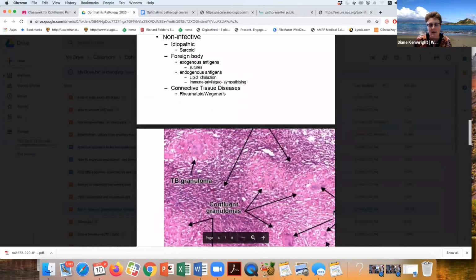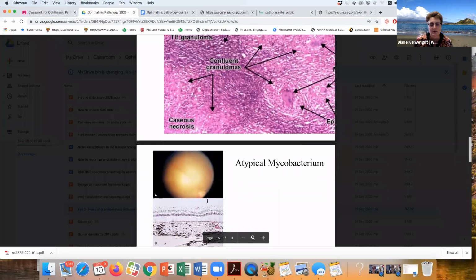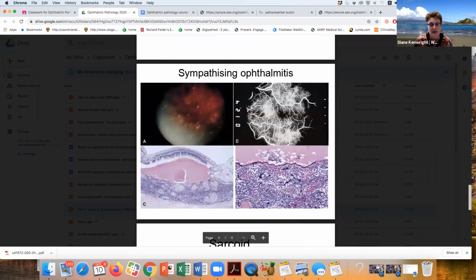I've got some pictures here. This is TB, and it does have some caseous necrosis in the middle, though we can't see it very well on this picture. Fungal granulomas have a ton of neutrophils on the inside, so the epithelioid histiocytes are confined to the outside, with a bunch of neutrophils in the middle. That's typical for a fungal granuloma. And in sympathetic ophthalmia, we get non-necrotizing granulomas in the choroid, in particular along Bruch's membrane.